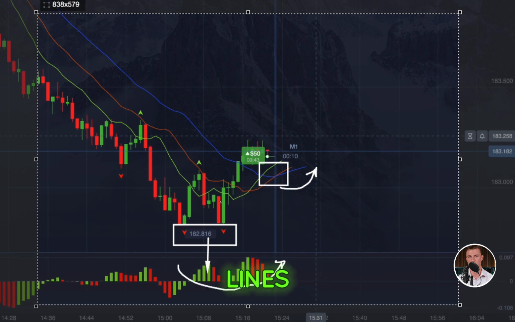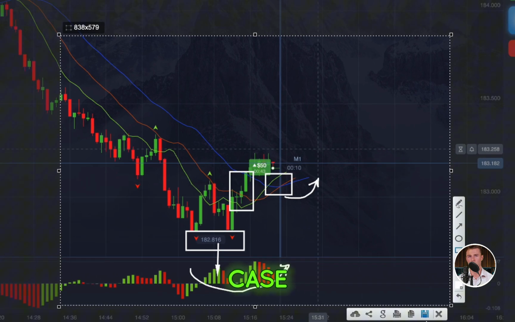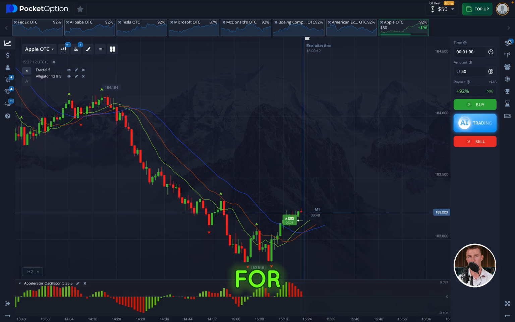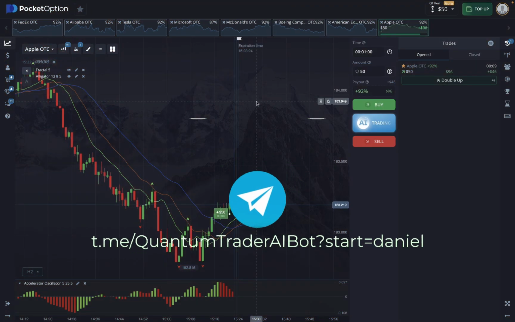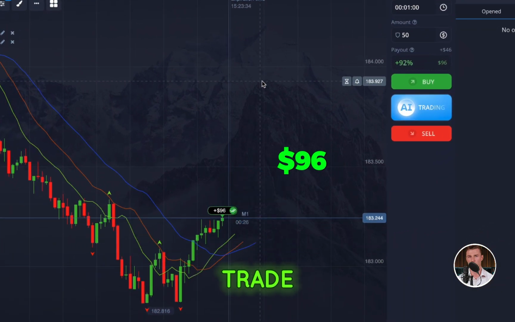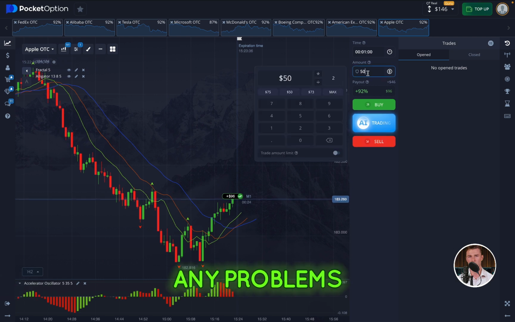The alligator lines are from bottom to top, so in this case, I prefer to open a deal for an increase. Let's see the result. And the first trade closes with a plus without any problems.